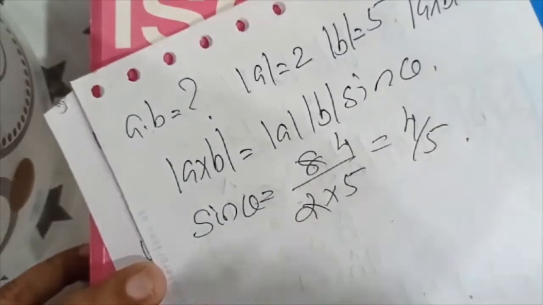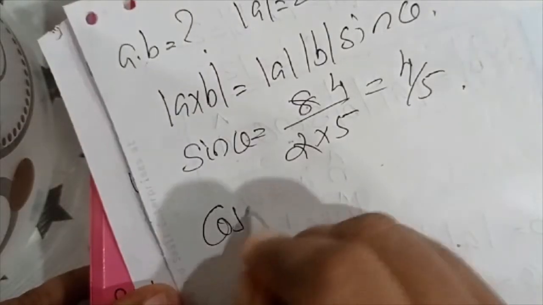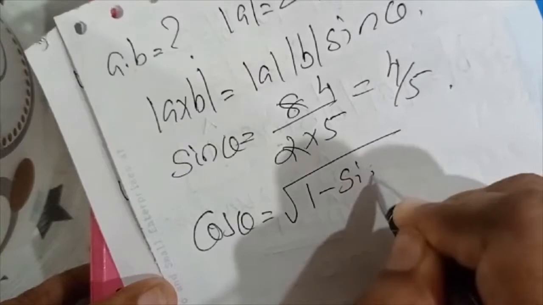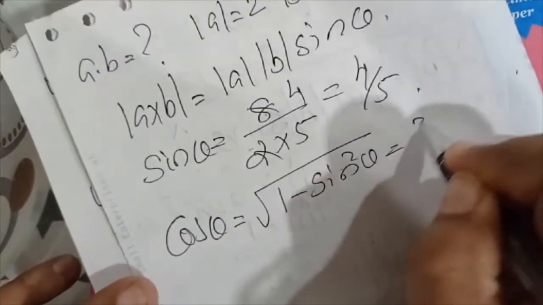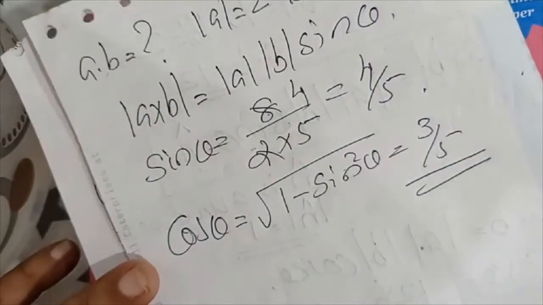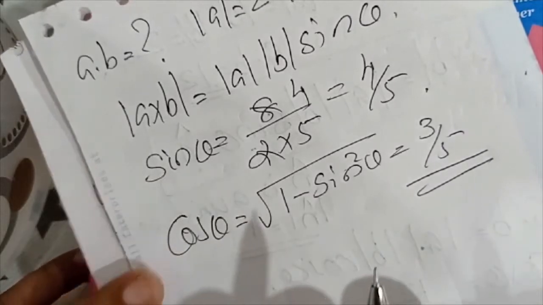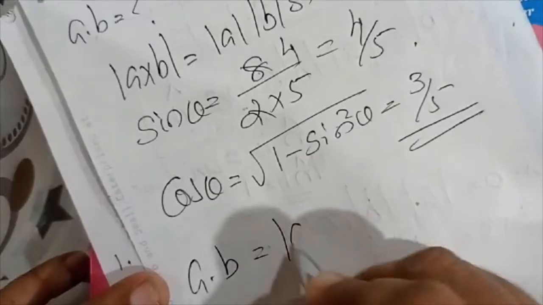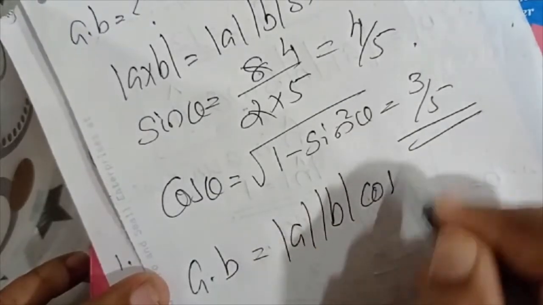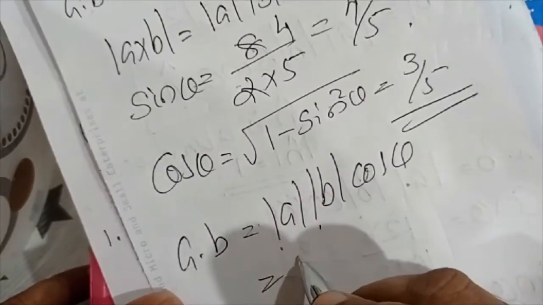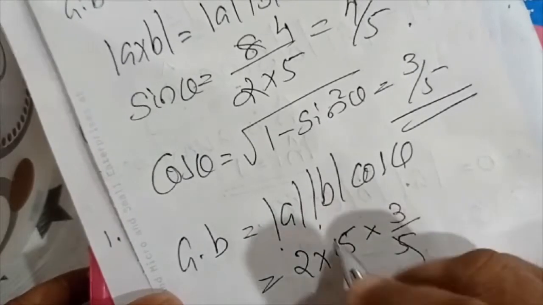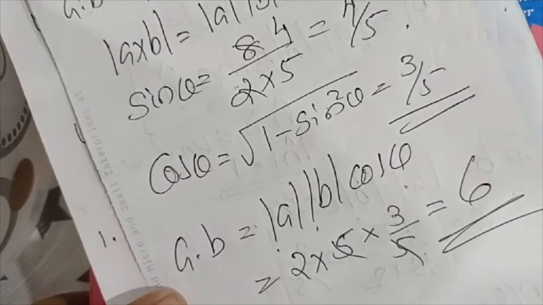Is it 4 by 5? Then cos theta is the root of 1 minus sin square theta. Then you will get 3 by 5. Agree? This is the reverse of the previous question. Therefore, what is the formula? A dot B is mod A mod B cos theta. That is mod A 2, mod B 5, cos theta 3 by 5. The 5s cancel. The answer is 6.